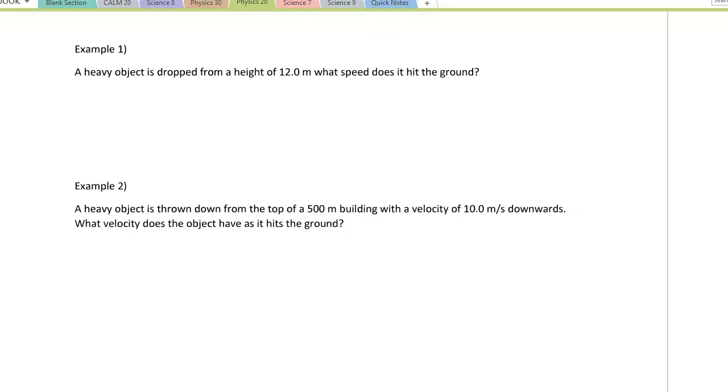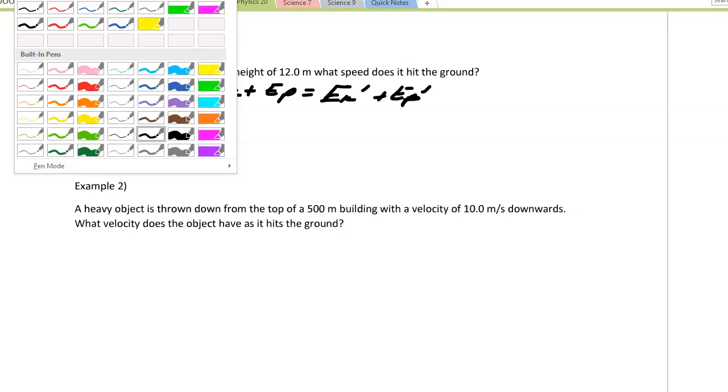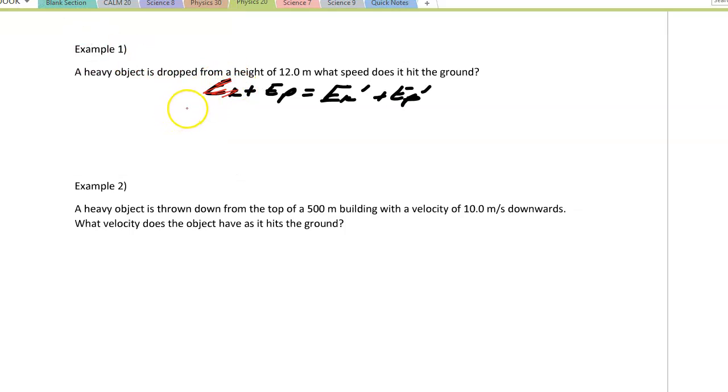So, now I know some of these questions we've done in a way that has been done with kinematics, but we're going to use the law of conservation of energy in these cases. So, heavy object dropped from a height of 12 meters. What speed does it hit the ground? So, kinetic energy plus the potential energy before equals the kinetic energy after plus the potential energy after. However, at the beginning, there is no kinetic energy. It's dropped. It has no energy.